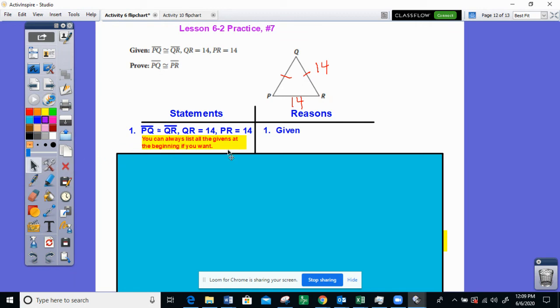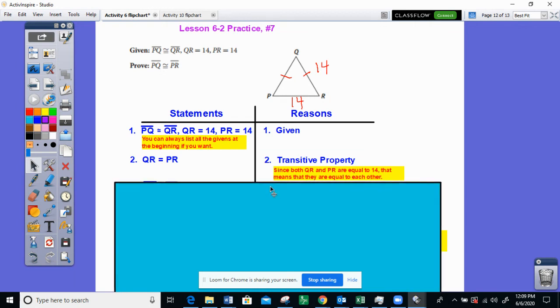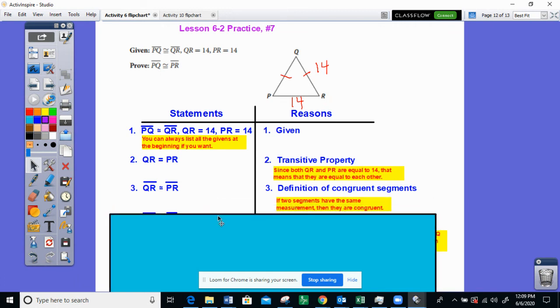So let's see how we can write that out step by step. Segment QR has the same length as segment PR. Both of these segments have lengths that are equal to 14, therefore they're equal to each other. Okay, if that is true, then segment QR is congruent to segment PR. If two segments have the same length, then they are congruent. So now we can mark that in our picture. That's why we like to draw out the picture.